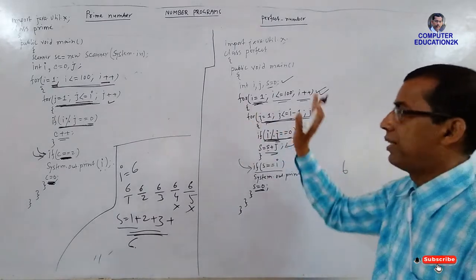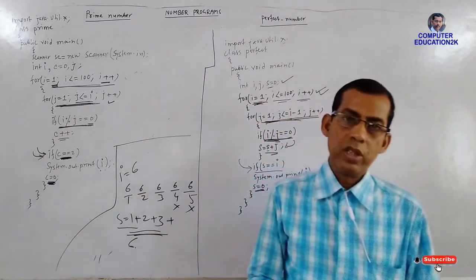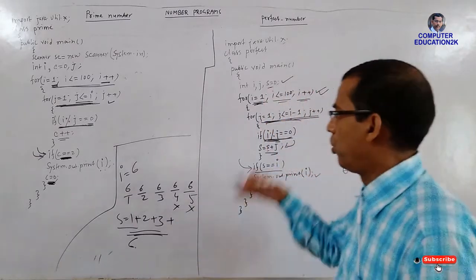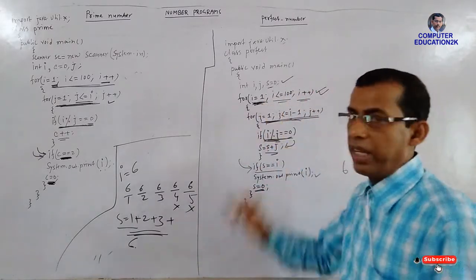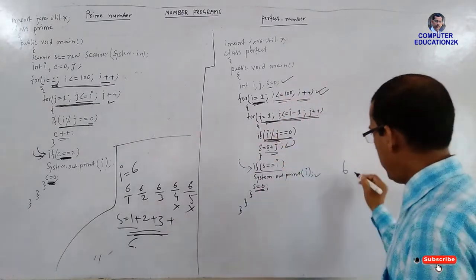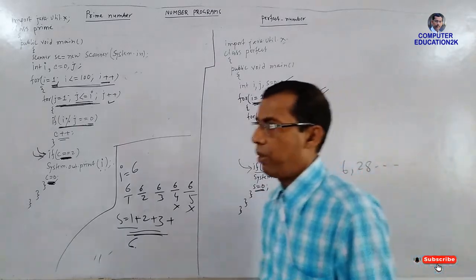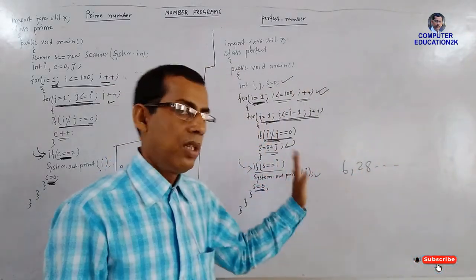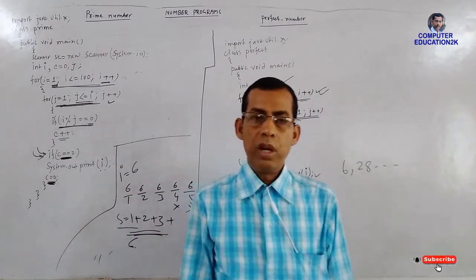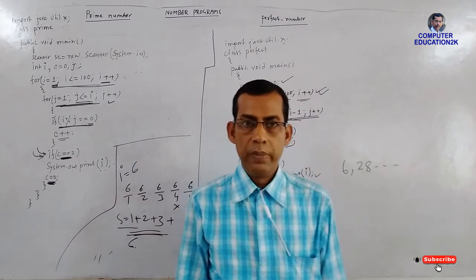Now the next number will be 7. This way 7 will be checked, 8 will be checked, 9 will be checked, 10 will be checked. All those numbers are not perfect numbers, so those numbers will not be printed. Then it will go on. When i will become 28, 28 is a perfect number. It will be checked here and 28 will be printed. So this way all perfect numbers will be printed here. So you have seen how to write the program for printing all perfect numbers from 1 to 100.